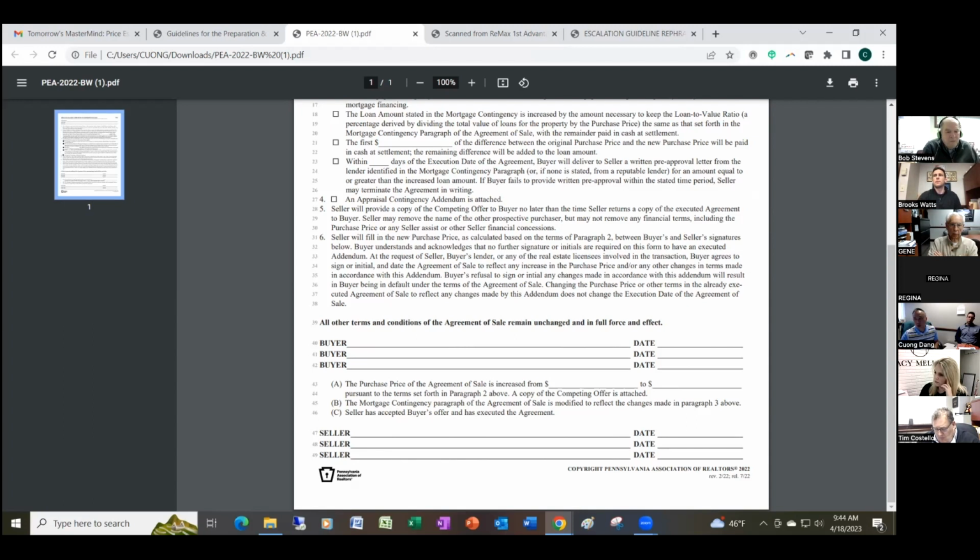At the request of seller, buyer's lender, or any of the real estate licensee involved in the transaction, the list agent, the buyer agent, okay? Buyer agrees to sign or initial and date the agreement of sale to reflect any increase in the purchase price and or any other changes in terms made in accordance with this addendum.